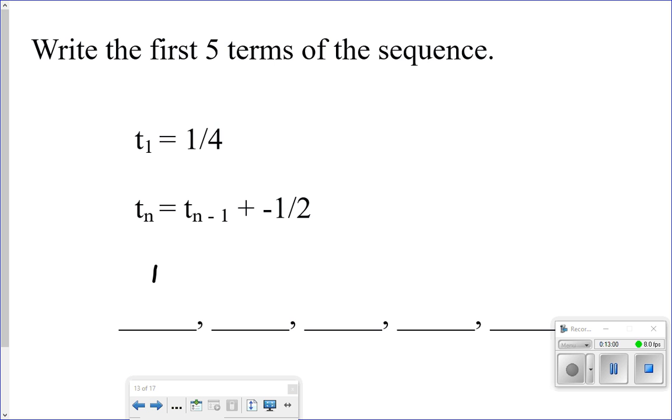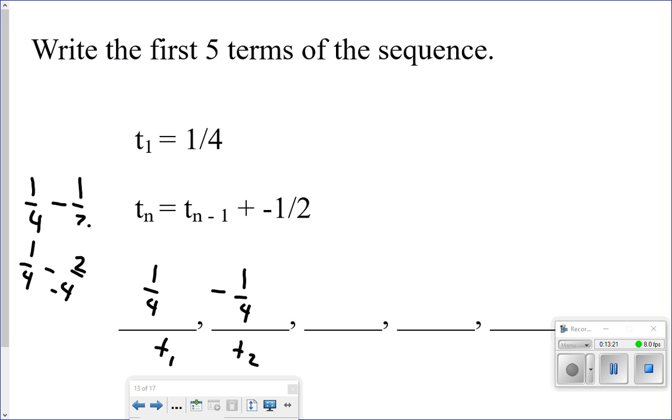And so the first term is 1/4, and what this says is that the second term is equal to the first term added to -1/2. So if we take off a half from 1/4, we're going to get 1/4 minus 2/4, which is -1/4. If we take away 1/2 from -1/4, we get -3/4, -5/4, -7/4.